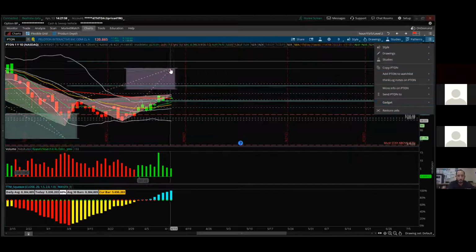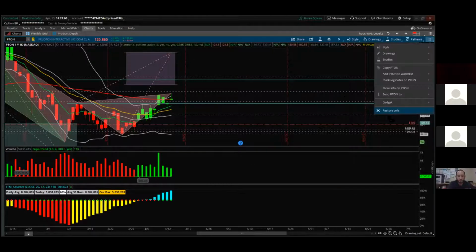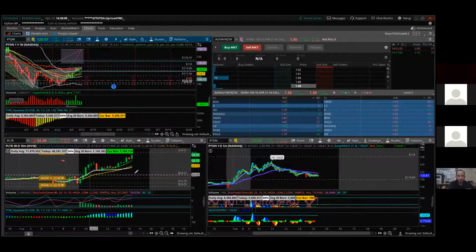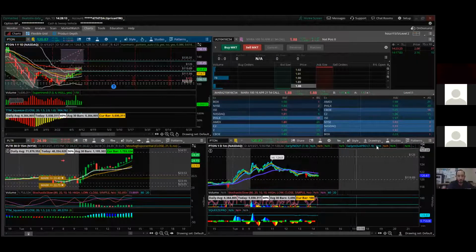But I use the 8, 21, and 89 EMA with Bollinger Bands. And then I use, for more of a swingy, this is for day trading. And then I have primarily the exact same setup.